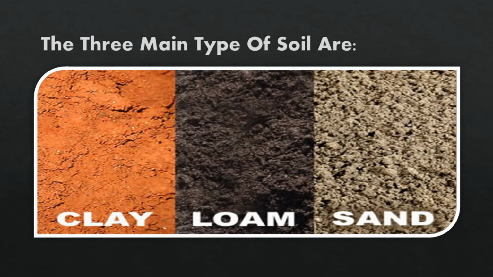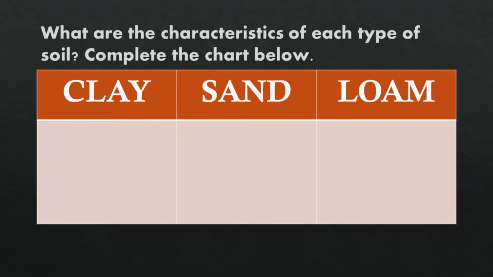Okay, ito yung pinaprepare ko sa inyo. The three main type of soil: clay, sand, and loam. Pag-aralan natin itong tatlong to at tignan natin kung ano yung kanilang mga characteristics. You can write your observations in this chart. Complete the chart below. What are the characteristics of each type of soil?